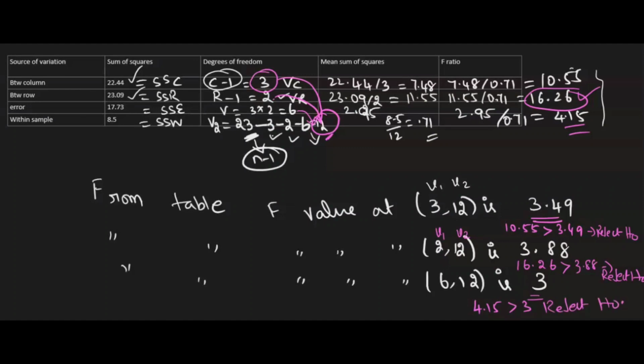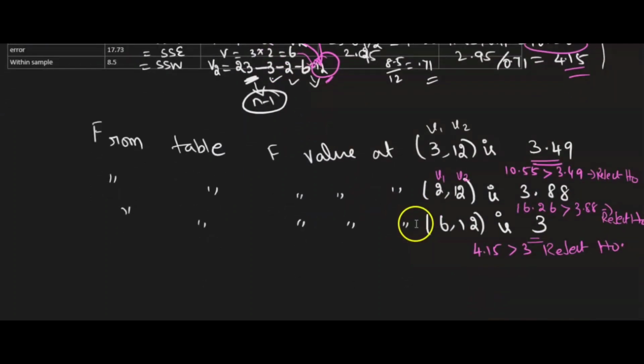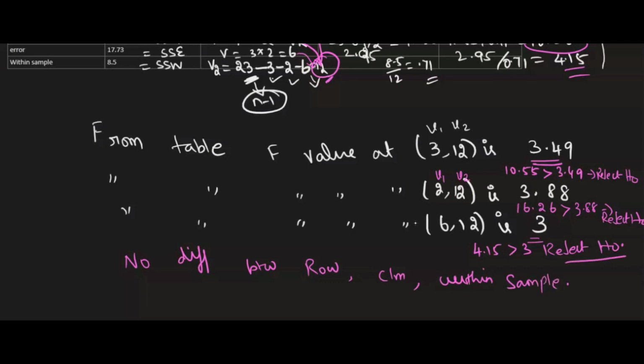So what is the null hypothesis? There is no difference between the samples row wise, column wise, no difference between row and column, and within sample also. So in all three cases we reject the hypothesis. For example, if it is less than, then in that case we will accept only the particular value.